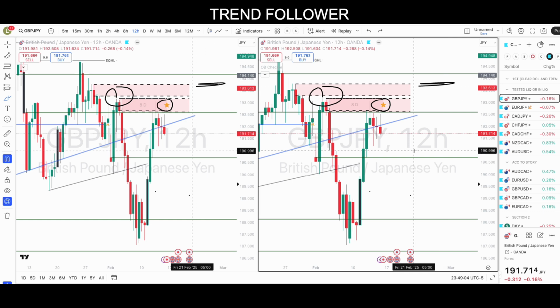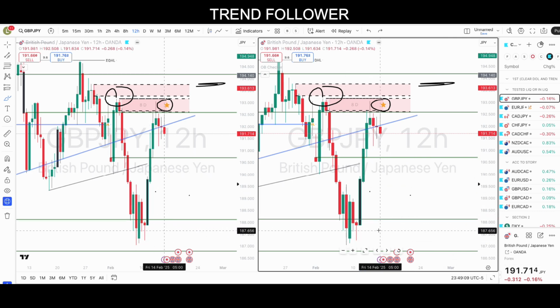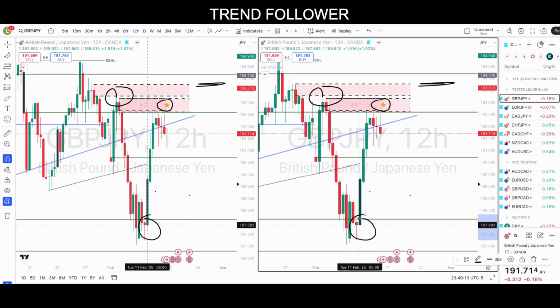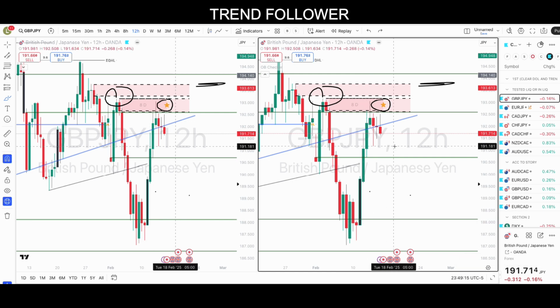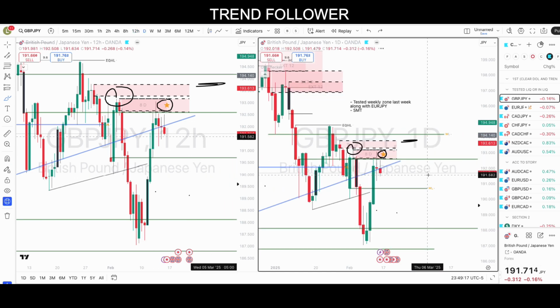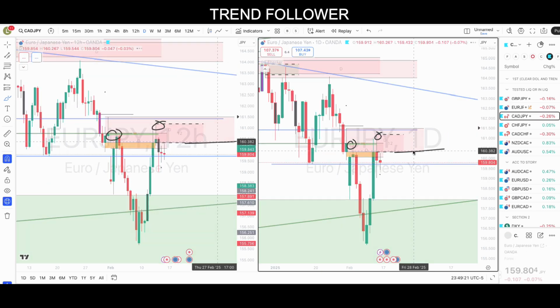Let's be safe, guys. Take your 2 RR, 1.5 RR. I do think ideally it should come here with this kind of fast move. It's left a lot of liquidity, but I would target this. So GBP JPY is something which would be the focus again this week.